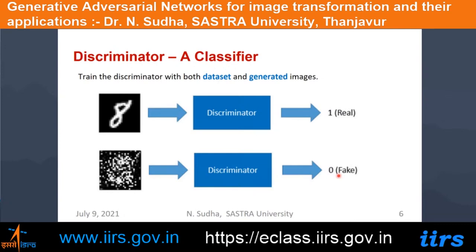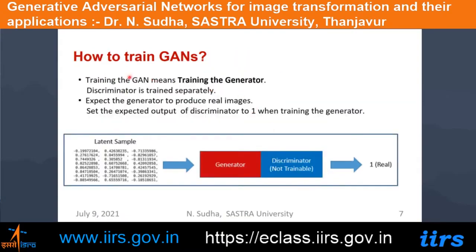So how to train this generative adversarial network? It has a flow. The training of the generative adversarial network means we are training the generator, because afterwards, once the network is trained, we use only the generator and not the discriminator. Only during the training, the discriminator is used. So the discriminator is trained separately and the generator is trained separately.